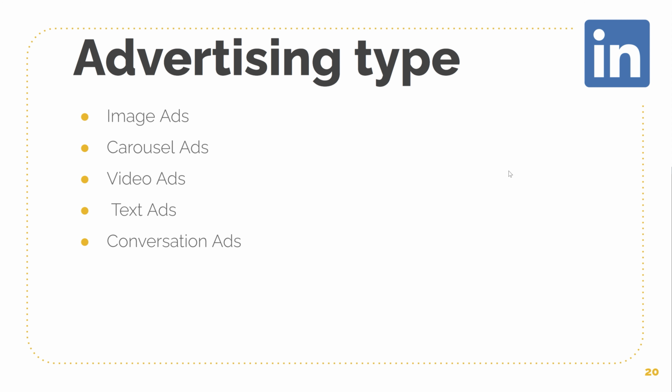Advertising type. There are a lot of advertising types on LinkedIn, including text ads, which are working fine. So image ads, carousel ads, video ads, text ads, and even conversation ads, which are mostly text ads. You are simply sending a message directly to your potential customers in mailbox. And if you can create a very attractive offer, this can definitely work super good.